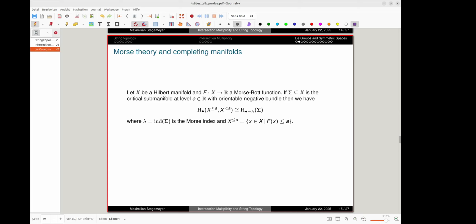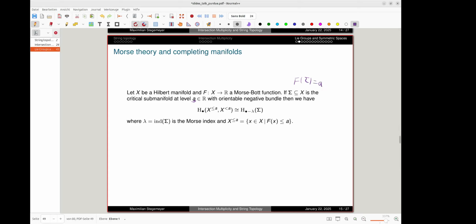And I want to present this in a bit greater generality. So if we look at a Hilbert manifold, and then we have a Morse-Bott function, a Morse function always has in particular isolated critical points. This never happens for the energy functional on the free loop space. So we have to look at Morse-Bott functions, where you can have higher dimensional critical submanifolds, but they also have to be non-degenerate in a certain sense. I don't want to talk about this in too great detail. But if you have a critical submanifold at a certain level, so f of this critical submanifold is a, this is what I mean by level.